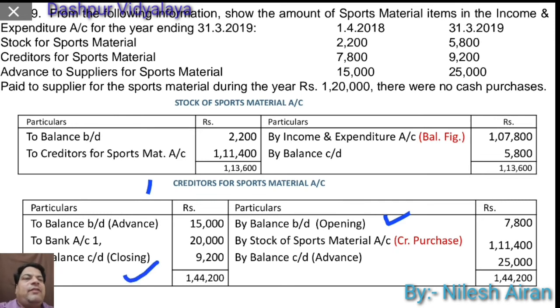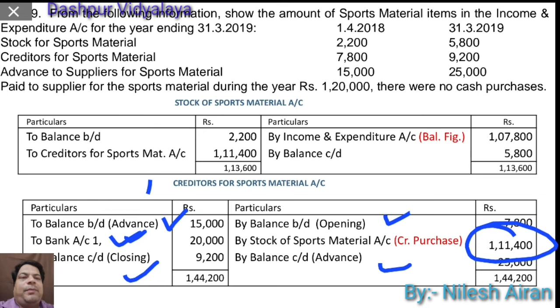Then we are given the advance also. So advance given to the creditor is an asset for us, so it will be having a debit balance. So last year's advance will be recorded in the debit and current year's advance will be recorded in credit side. Now we have paid to the creditors, to the suppliers. When we make the payment to the creditors, the entry is creditors account debit to bank account. So creditors account debit to bank account will be debited. Here the balance of this account will be considered as credit purchase.